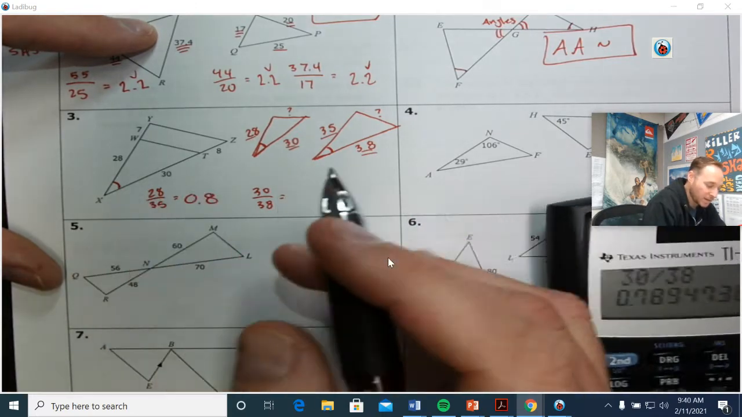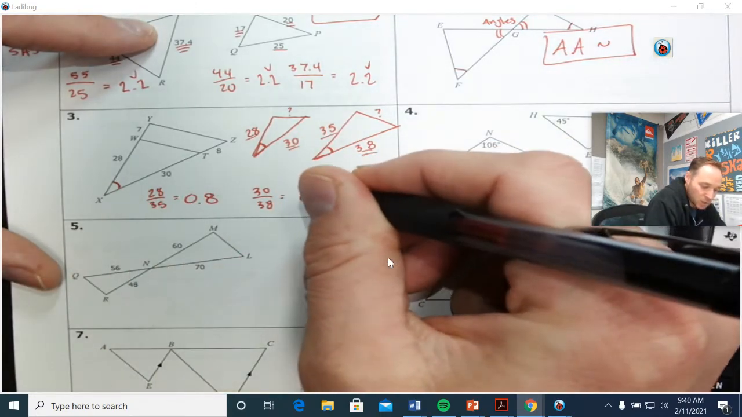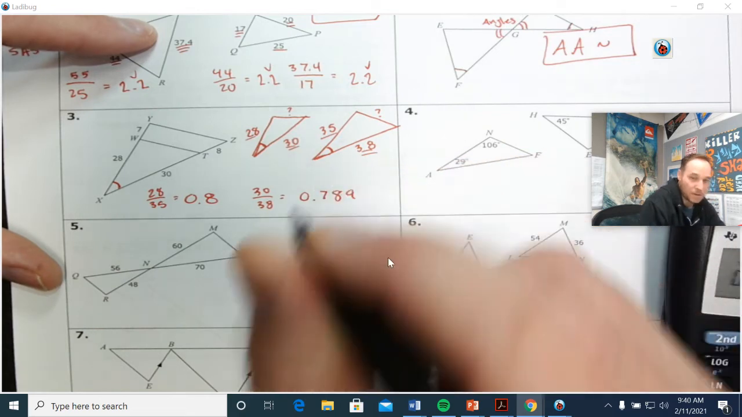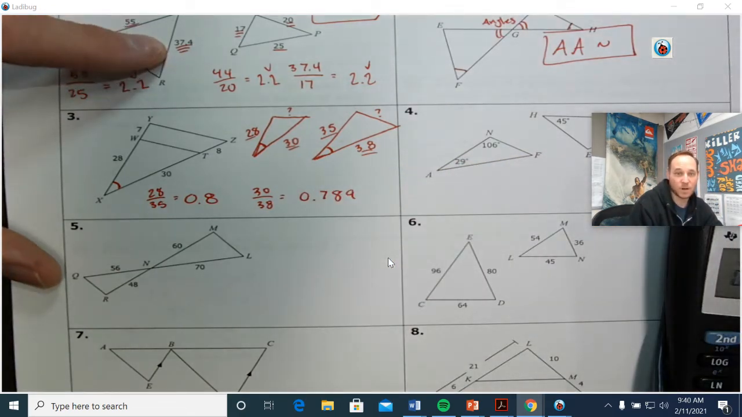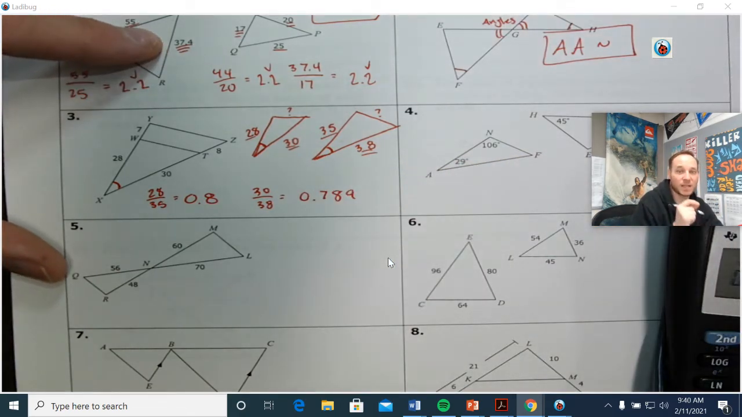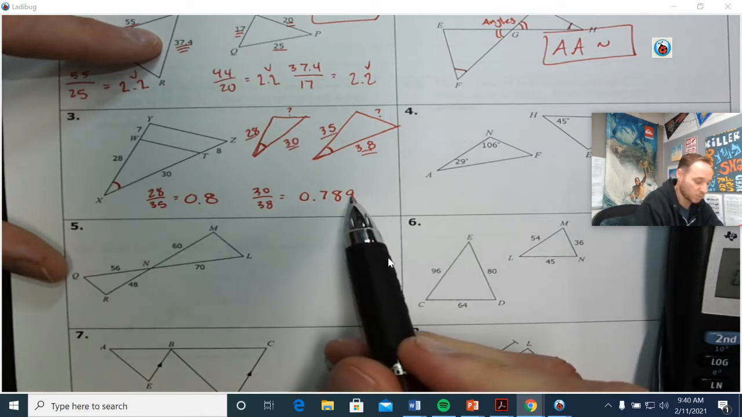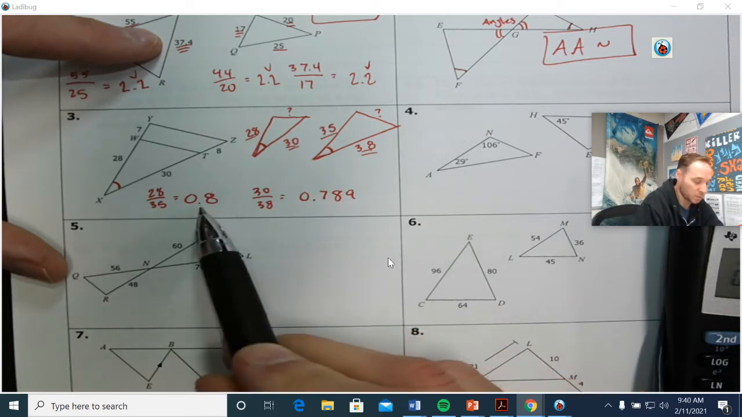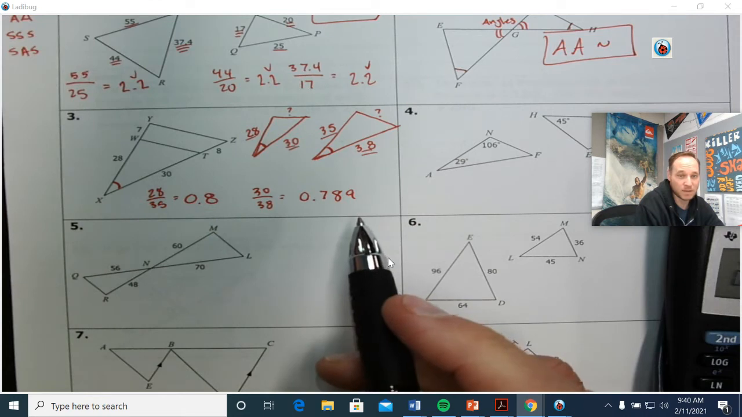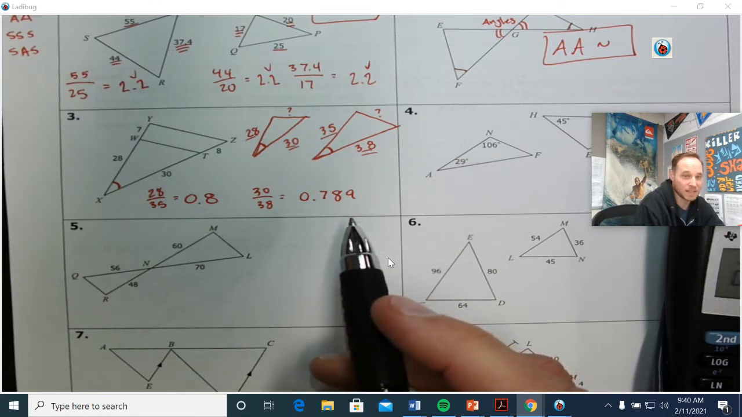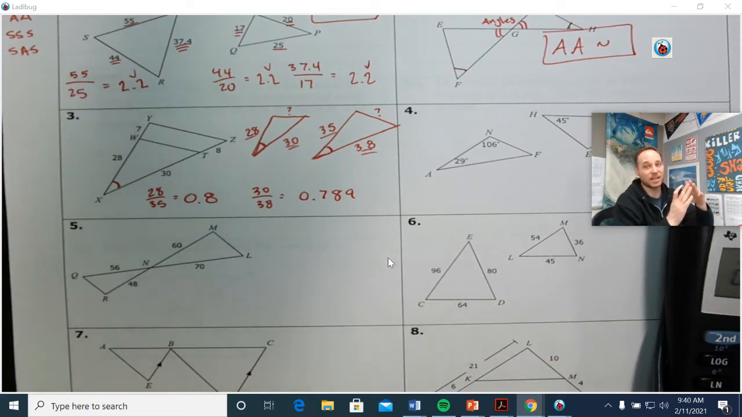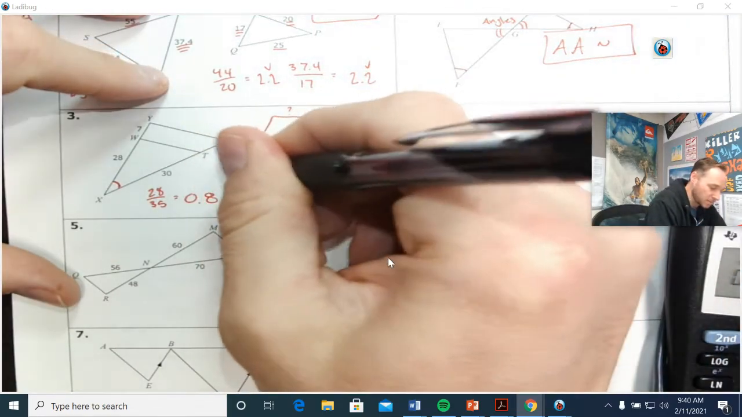0.789. Now, I know what you're thinking, Mr. Hayden, those are close enough. Close enough doesn't matter when we're talking similarity. They must be exact. Even though this is really, really close to 0.8, we can't round in here. They have to be exactly the same. Why? Because we're dilating this side by this amount, and if we dilate this one by something close to it, but not exactly, they will no longer match up. So this is not similar.